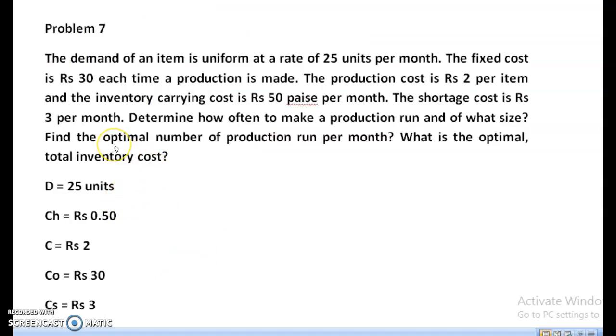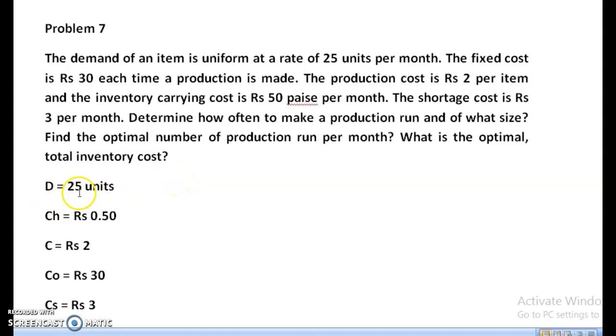Next, we have to solve a practical problem in case 3. The question is: the demand of an item is uniform at a rate of 25 units per month. The fixed cost is rupees 30 each time a production is made. The production cost is rupees 2 per item and the inventory cost is rupees 50 paise per month. Shortage cost is rupees 3 per month. Determine how often to make a production run and of what size. Find the optimal number of production runs per month. What is the optimal total inventory cost?